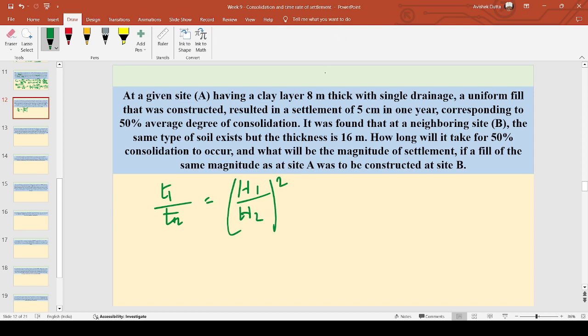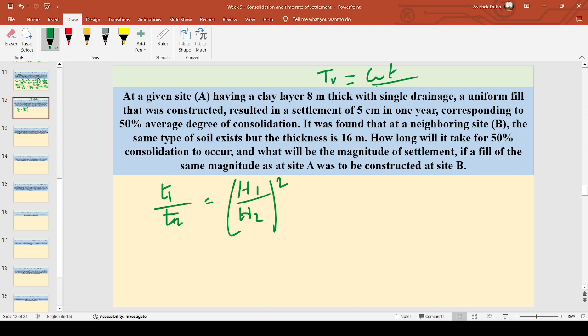Why? Because we know that TV equals CVT by H square if it is single drainage. Even if it is double drainage, we can find the correlation like this. Time will be equal to TV divided by CV into H square. For the same degree of consolidation and the same kind of soil, TV will be constant and CV will be constant. So T equals a constant into H square, so T1 by T2 equals H1 by H2 whole square. From this you can find the value of T2.